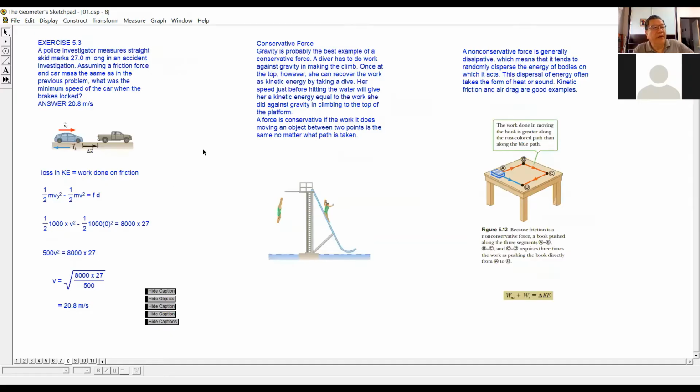On to the next one. Now again here we are going to use kinetic energy, and we are going to say the loss in kinetic energy is converted into the work done against friction. So it's the same case. You read exercise 5.3.